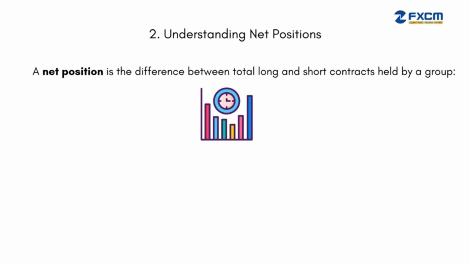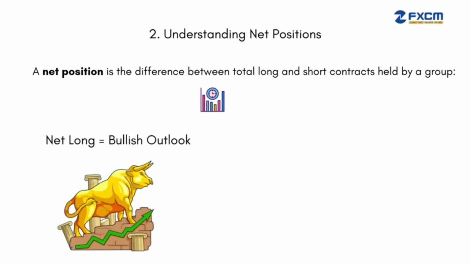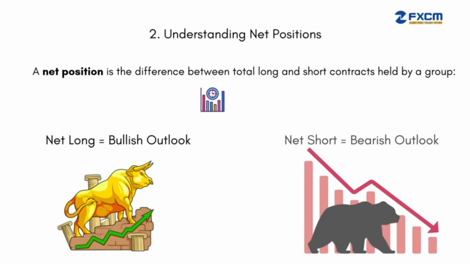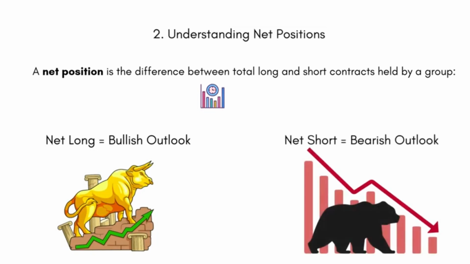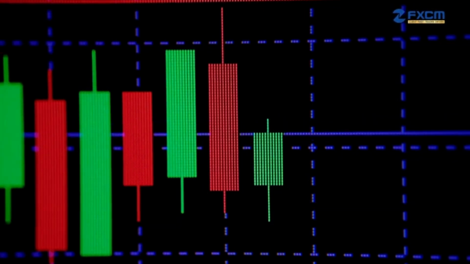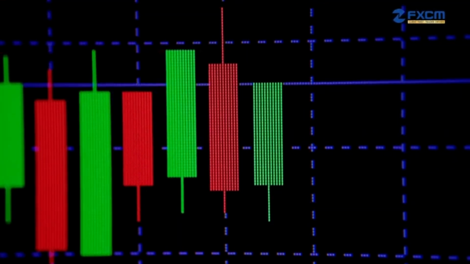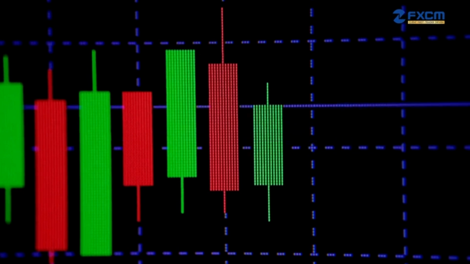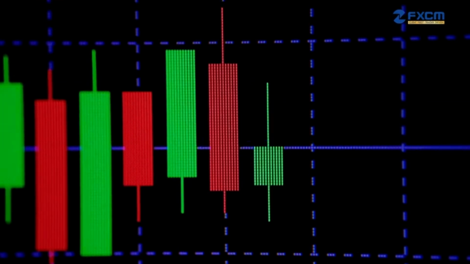2. Understanding net positions. A net position is the difference between total long and short contracts held by a group. Net long equals bullish outlook. Net short equals bearish outlook. Non-commercial traders are closely watched as they often drive market trends. A growing net long position among them may indicate bullish sentiment, while an increasing net short position suggests bearish bias.